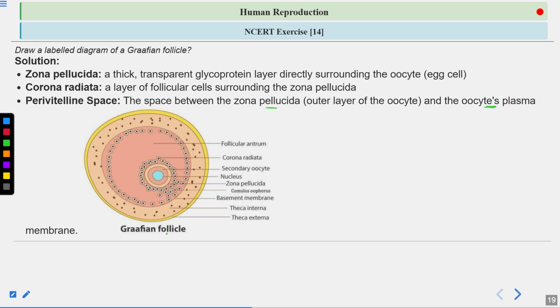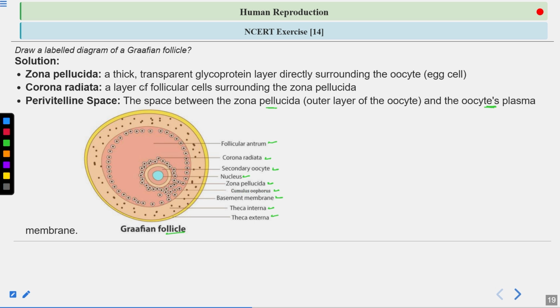This is the well-labeled diagram of the Graafian follicle. Here you can see the antrum, which is a fluid-filled cavity, and the corona radiata. This is the secondary oocyte. The nucleus is present within the secondary oocyte. This consists of the genetic material. You can see the zona pellucida, the cumulus oophorus here, the basement membrane, theca interna and theca externa. These are the different parts of the Graafian follicle.